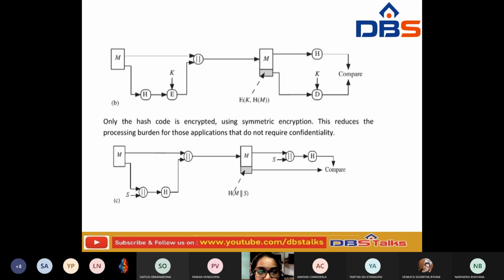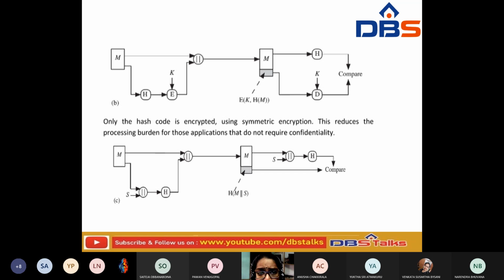Now let us go to the next way. We have multiple ways. Suppose immediately after applying the hash function, we can apply the encryption key also. After that we generate this message, and by that we can send this message.